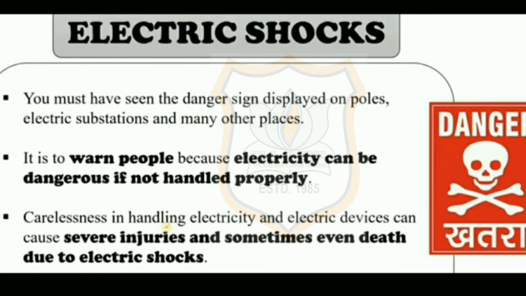Electric shocks. You must have seen the danger sign displayed on poles, electric substations, and many other places. It is to warn people because electricity can be dangerous if not handled properly. Carelessness in handling electricity and electric devices can cause severe injuries and sometimes even death due to electric shocks.